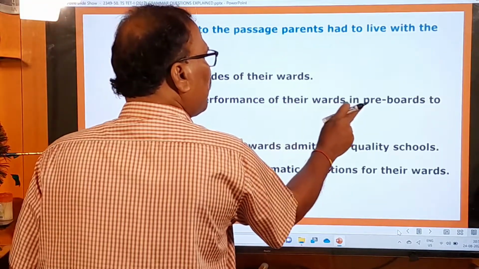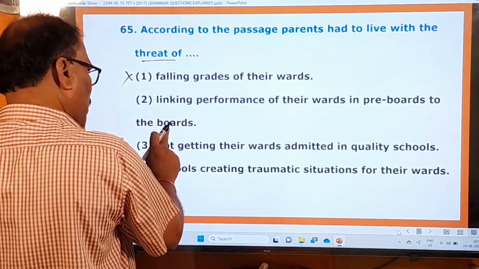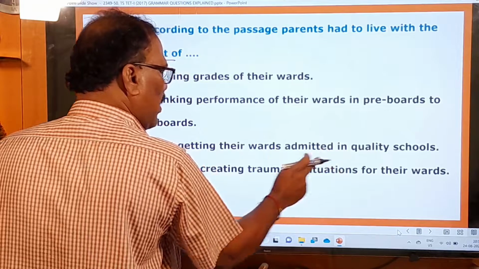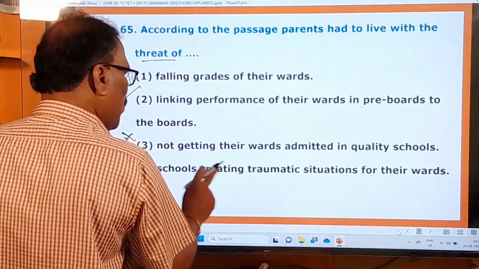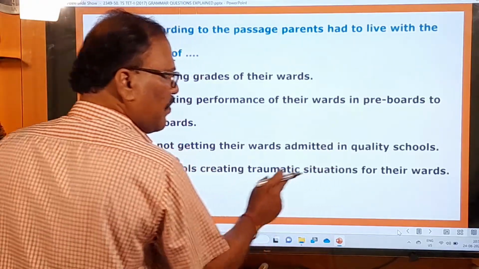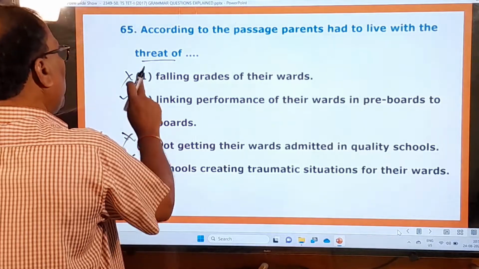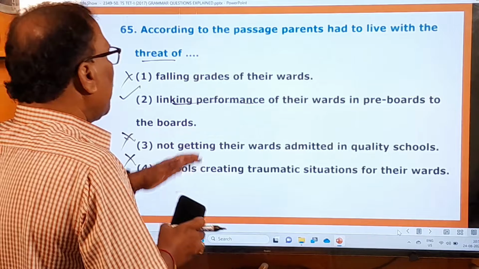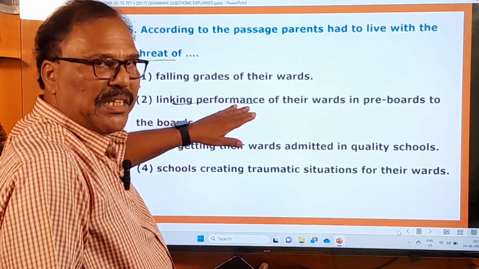Linking performance of their wards in pre-boards to the boards. Okay, this is the right one. Third one, not getting their wards admitted in quality high schools. No, schools creating traumatic situations for their wards. Okay, not this. So the first one, third one, and fourth one are wrong. Only this one is right, because of this performance linked department.